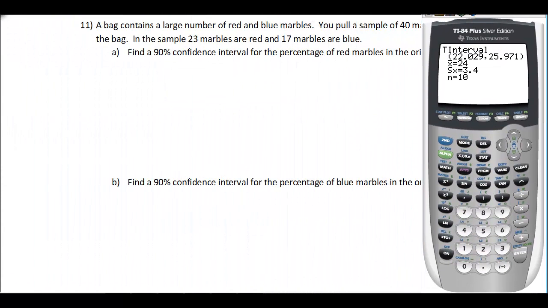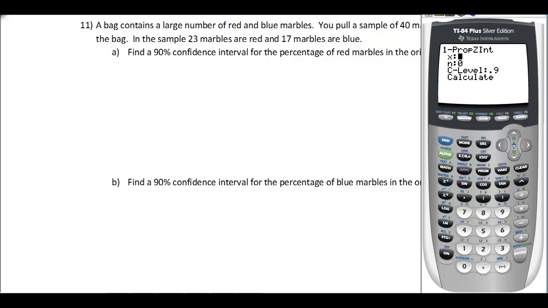I'm going to go through to stat, test. I'm looking for an interval, and it's going to be a 1 proportion z interval. We have really 1 proportion here because it's what we have. We have red marbles. We have 23 out of 40 of the marbles were red.